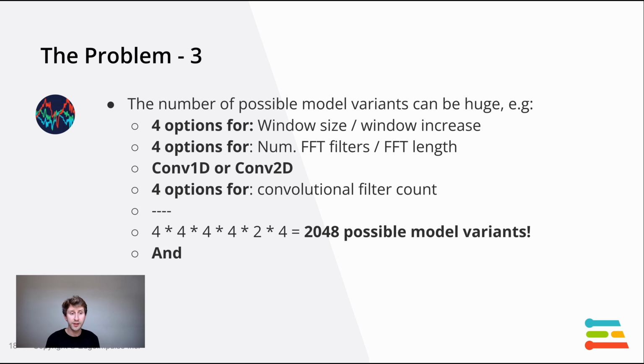And then we've seen that there are so many different options. Here we can have 4 options for the window size or the window increase. We can have 4 options for the fast Fourier transform filters and fast Fourier transform length. My neural network architecture can be based on convolutional 1D or convolutional 2D. It can have several layers and several convolutional filters. So those make thousands of possible variants of my model.